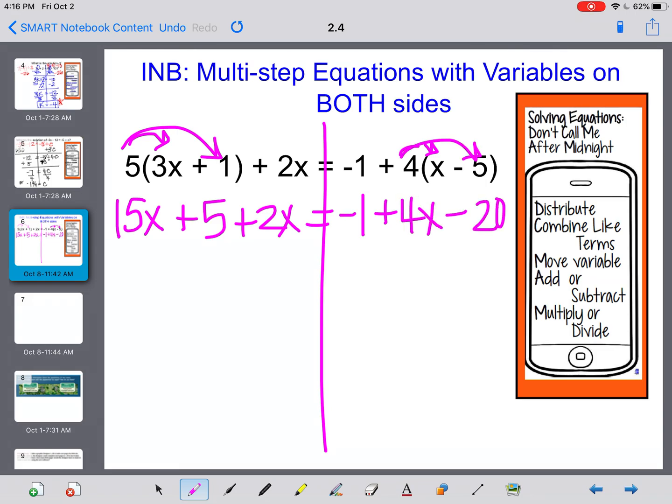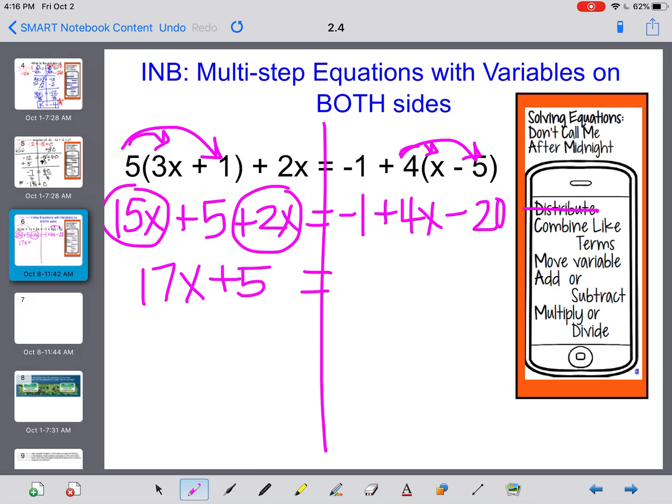4 times x is 4x, minus 4 times 5, which is 20. Distributing done. Now on either side, I'm going to combine like terms. In this case, I have 15x and 2x, so 17x plus 5 is equal to, on the right side, my like terms are actually the constants, a -1 and a -20, so I will have 4x minus 21.